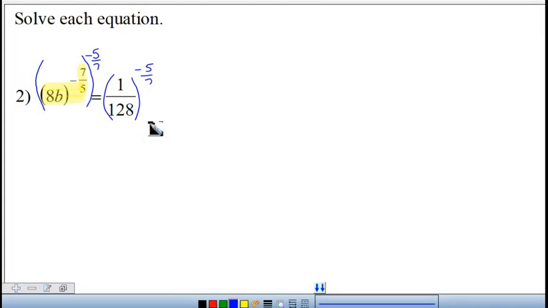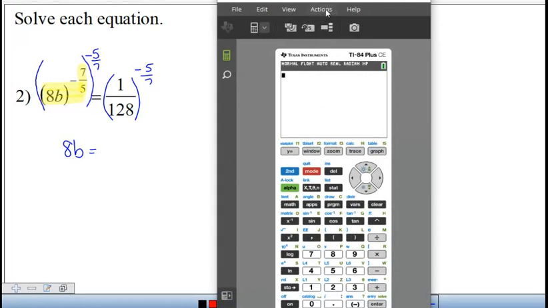Now, since a lot of us don't know our seventh roots, you may want to pull out a calculator for this, and so I'm going to use this as an opportunity to show you how to enter this in a calculator.